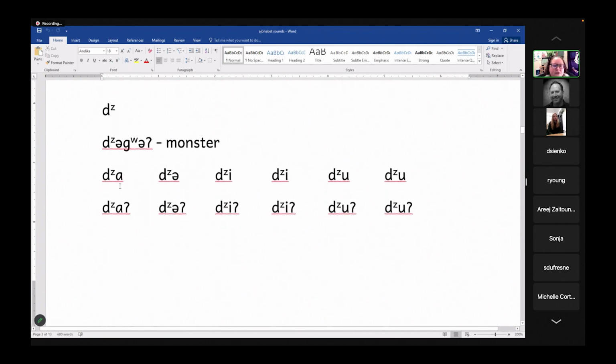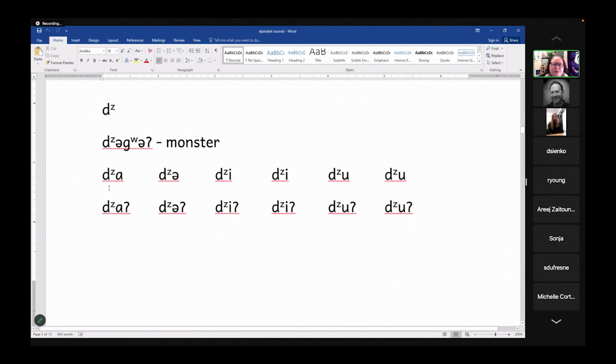Let's do the sound chart. Za, ze, zi, zo, zu. And when you're making this sound, you should be making like the D, but also you're following it up with that Z. Z, z, z.